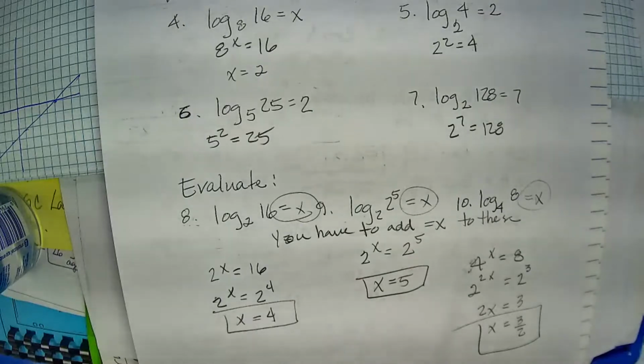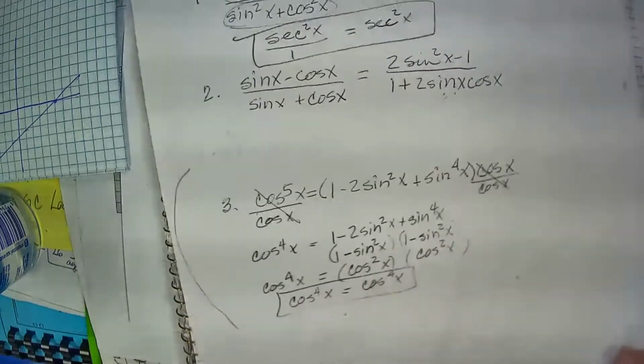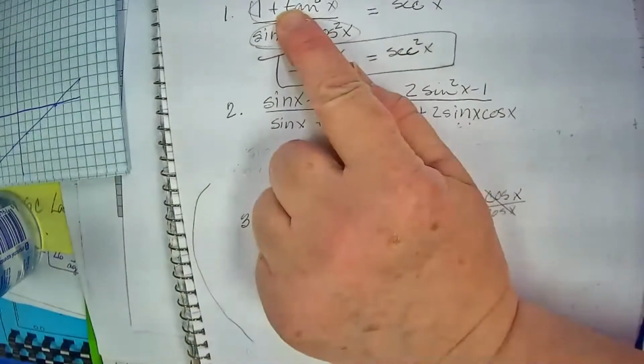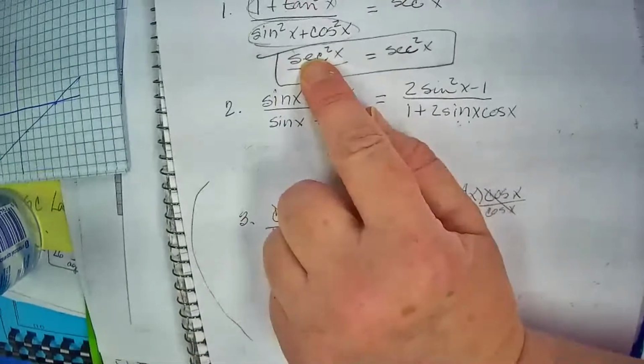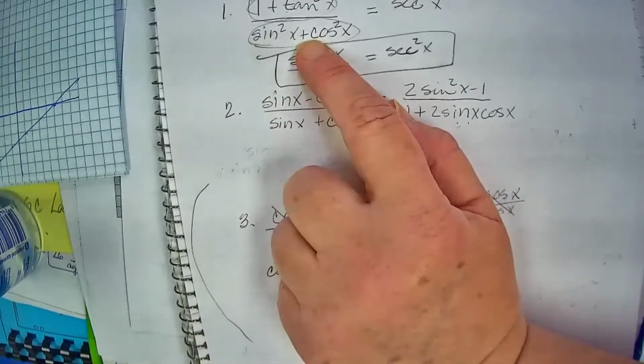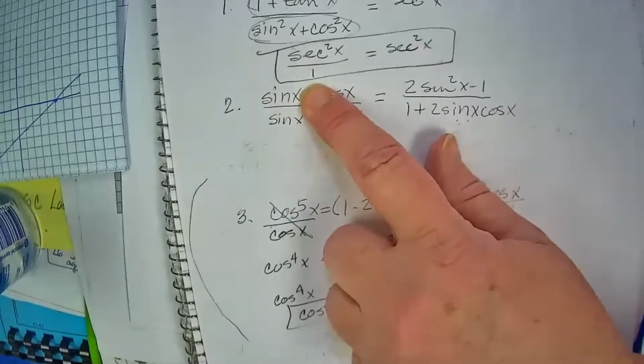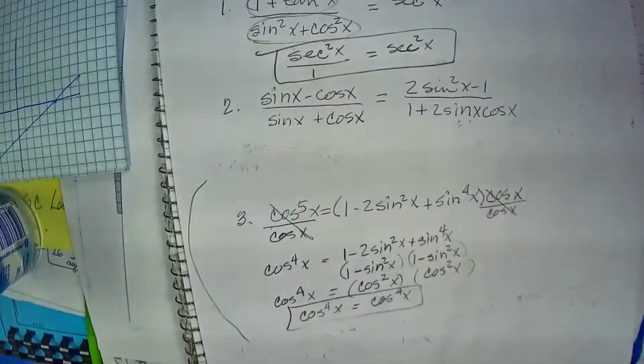Now, for the fun one, the trig identity page. Okay, the first one's not too bad. Okay, change 1 plus tangent squared to secant squared. And sine squared plus cosine squared is 1. So secant squared equals secant squared. That one's fast and easy.